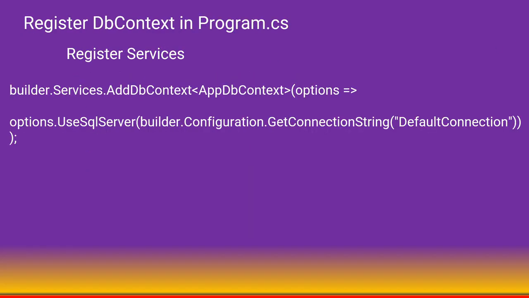Open your Program.cs file and register the AppDbContext using the AddDbContext method. This tells ASP.NET Core to inject this context wherever it is needed. Make sure your connection string is properly set in appsettings.json.